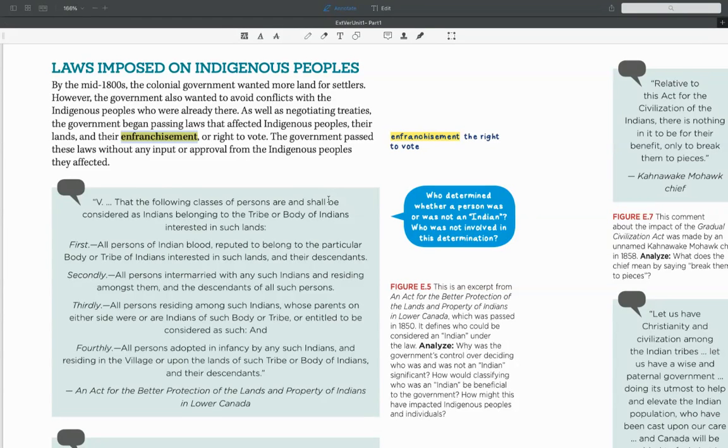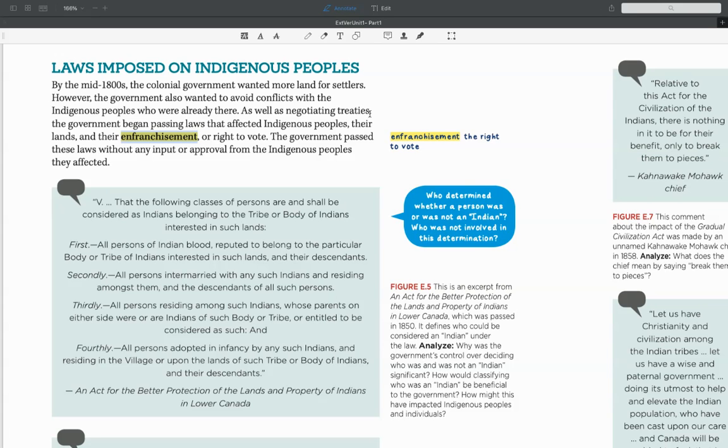So the government was establishing themselves in British North America. The population was increasing, so laws were imposed on Indigenous peoples. By the mid 1800s, the colonial government wanted more land for settlers. However, the government also wanted to avoid conflicts with Indigenous peoples who were already there.